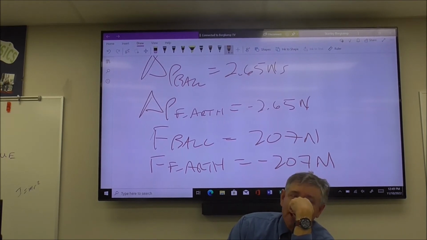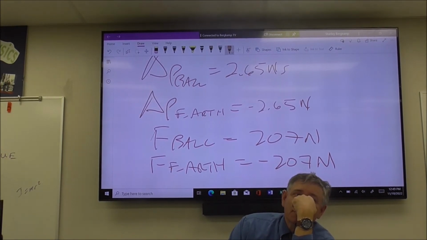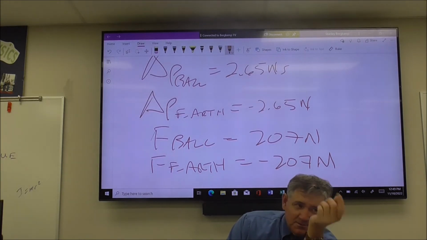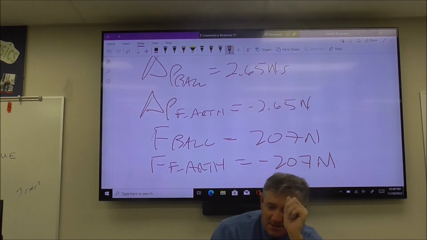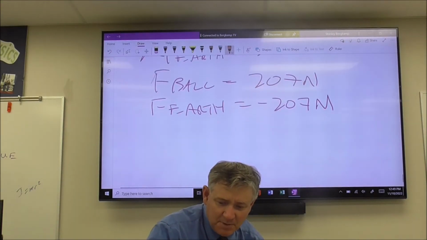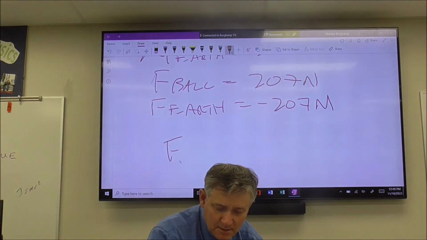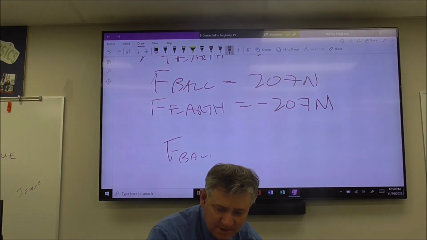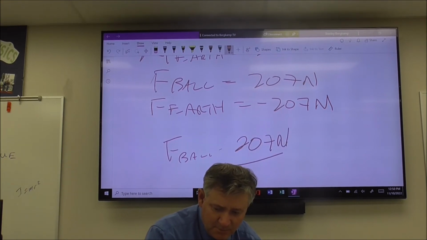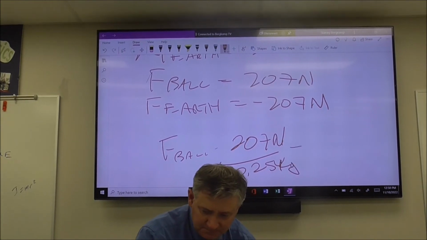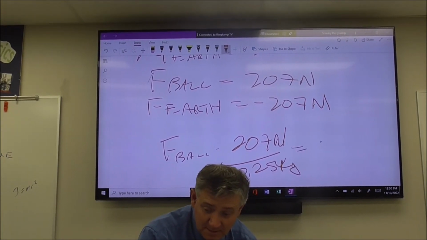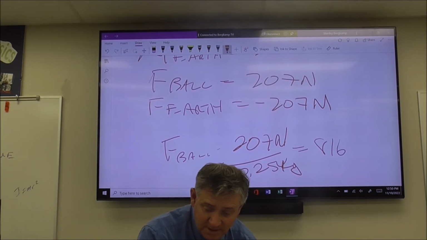Now, can we find the acceleration of the ball? Yes. How? F equals ma. Fantastic. You know the force on the ball. You know the mass of the ball. Find the acceleration. So the force on the ball we said was 207 newtons. If I take 207 newtons and divide that by 0.254 kilograms, what do you get? 816. Positive or negative?